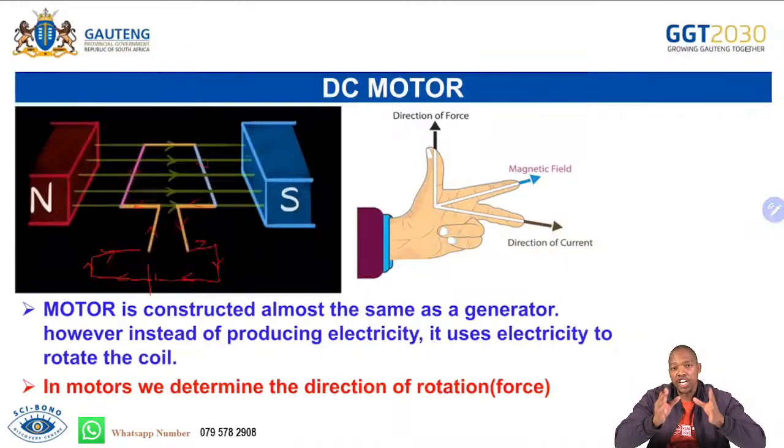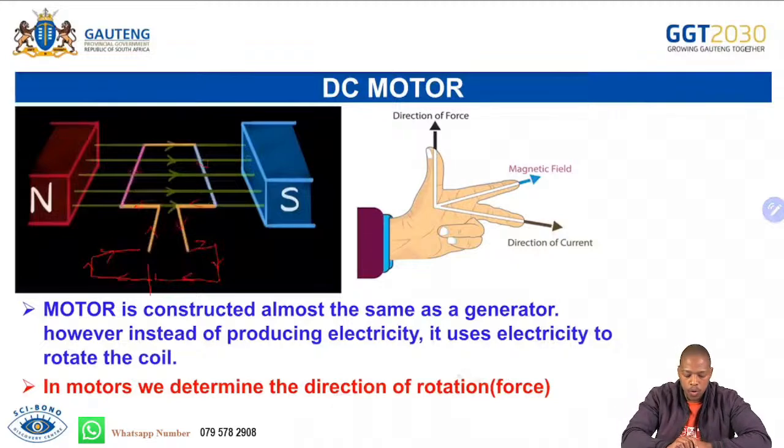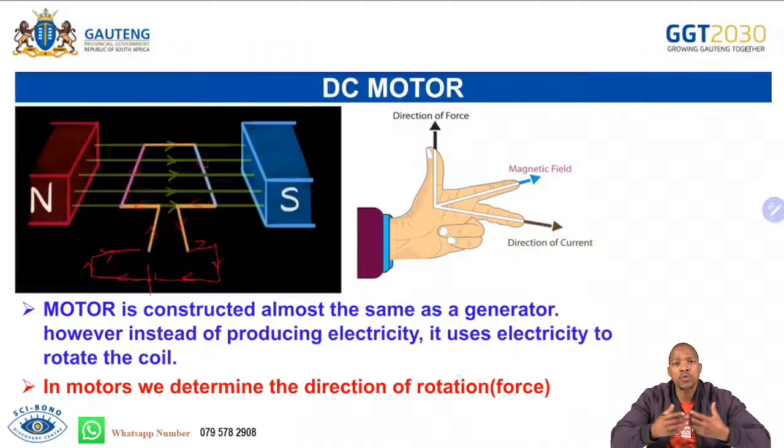Right. In generators, we were determining the direction of current. I emphasize this point. We are always determining the direction of current in generators. In motors, we always determine the direction of the rotation or the force. Where is this going to be pushed, because we said it will experience a mechanical force. In which direction will this force be? That's what we want to determine. And how do we do that?